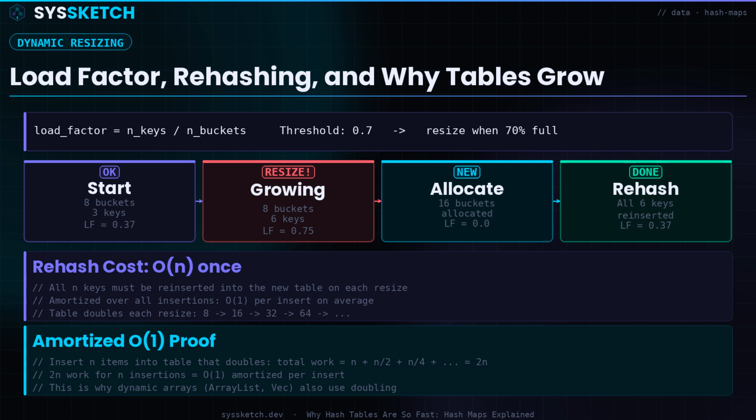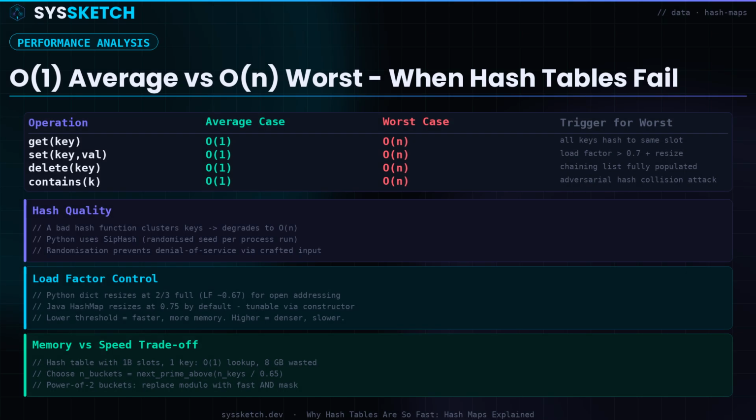This is not just theoretical. Attackers have exploited predictable hash functions to cause denial of service by crafting inputs that all collide. Python responded by introducing SipHash with a randomized seed per process, so an attacker cannot precompute collisions.